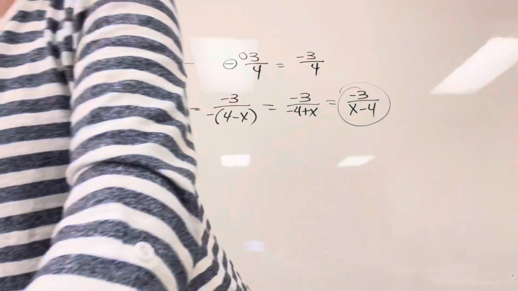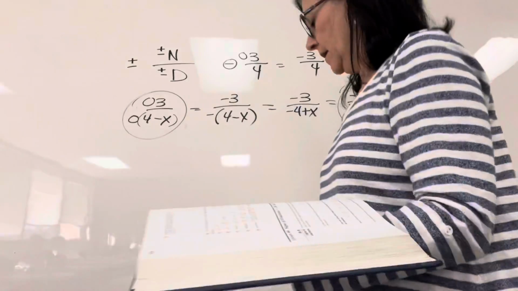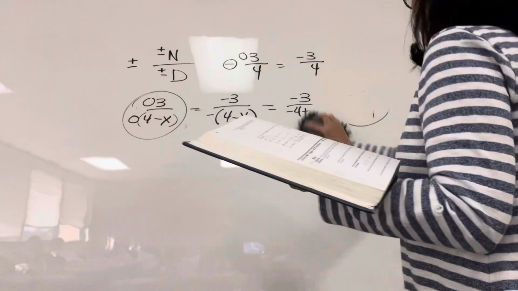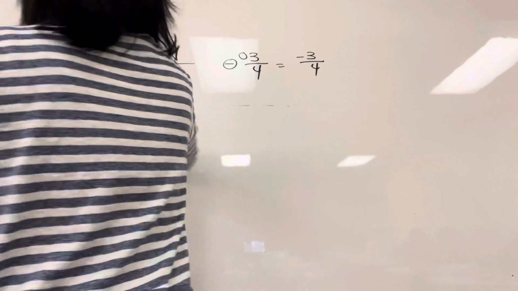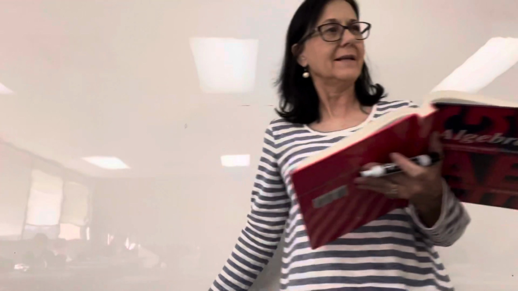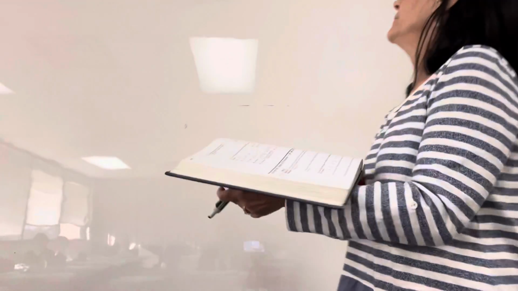Why is this important? Because look at example 1. I can use this concept. It's as though I'm multiplying by two negatives, right? And two negatives make a positive. All right, look at example 1.